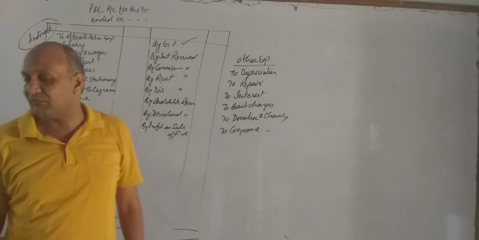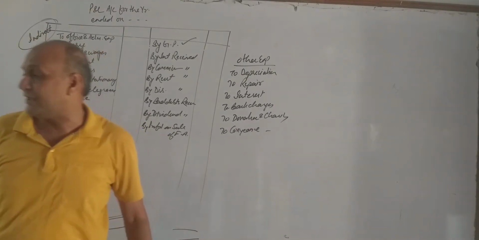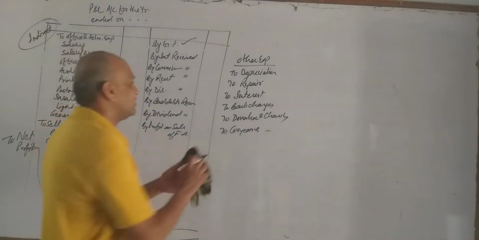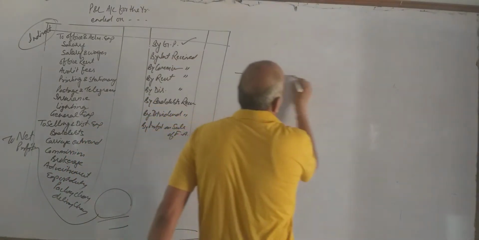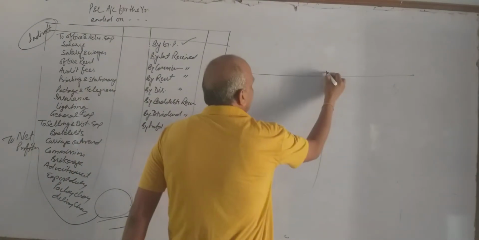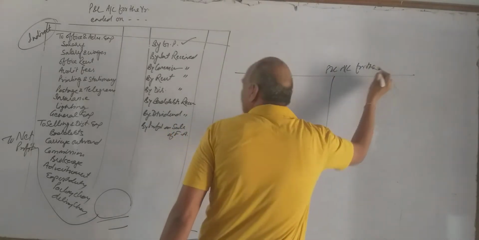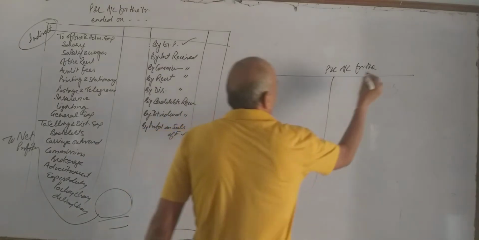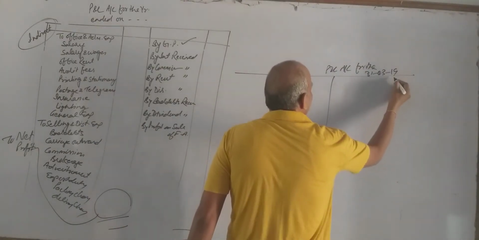Let us do one sum now. Page number in my book it is 21.6 and we are doing illustration number 11. Prepare profit and loss account for the year ended on 31st March 2019.